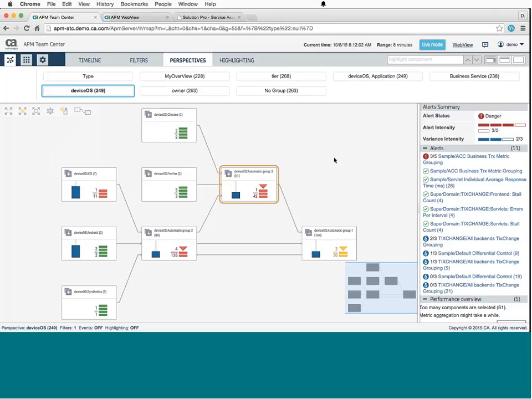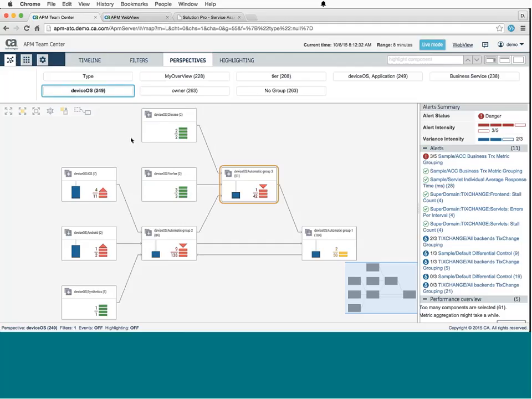Okay, so here you've got a map in Team Center, and you've got a tab selected called Perspectives. And what is Perspectives about? Perspectives is about observing that, hey, I've got 249 devices in my map topology picture here, but if I try to paint all 249, I just get an eye chart, right?